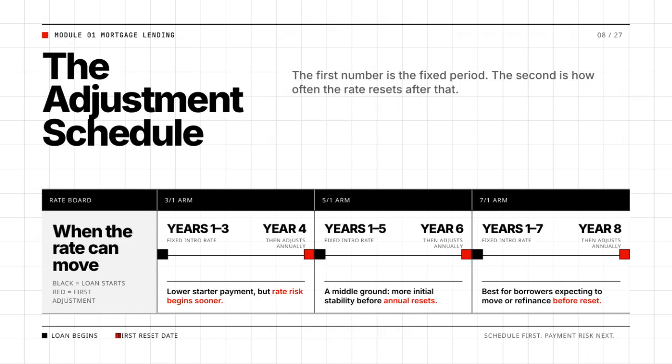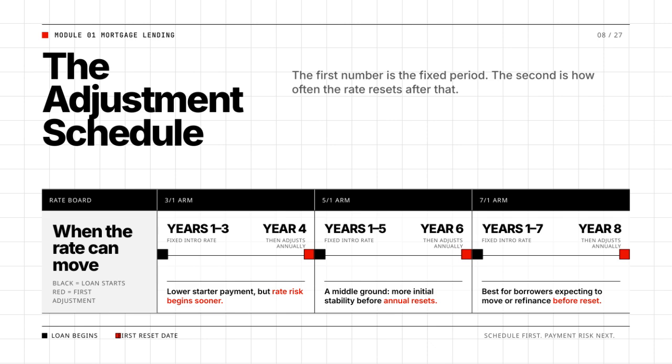Here we're looking at the adjustment schedule for adjustable rate mortgages, or ARMs. The key to understanding these is the two numbers you see. The first number represents the fixed period, the time during which the interest rate stays the same, and the second number tells you how often the rate resets after that fixed period ends. Take the 3 to 1 ARM, for example. The rate is fixed for the first 3 years, shown here in black. Then, starting in year 4, marked in red, the rate can adjust annually.